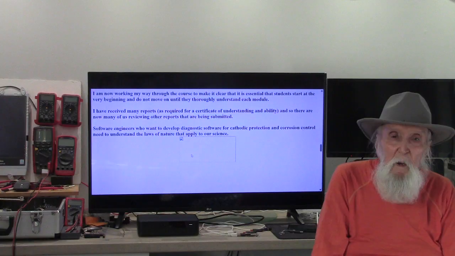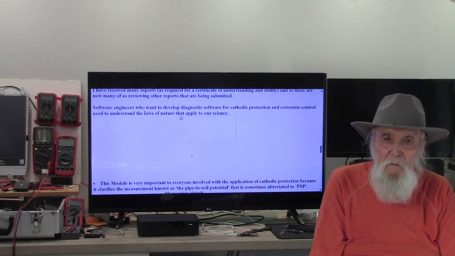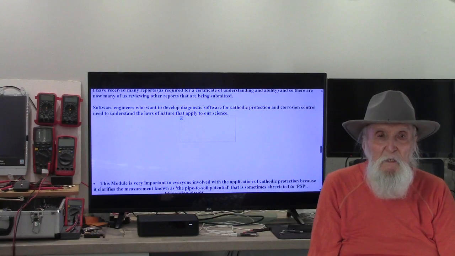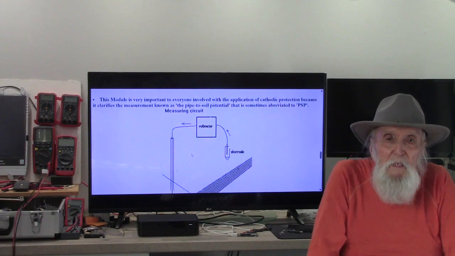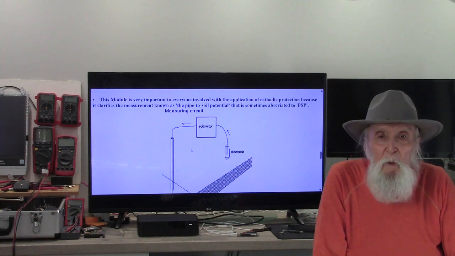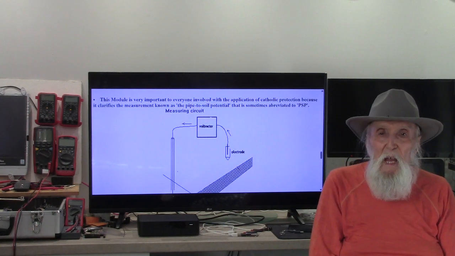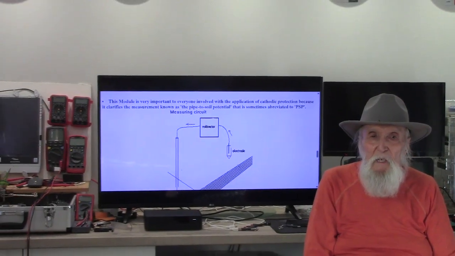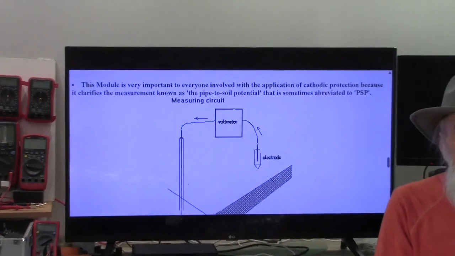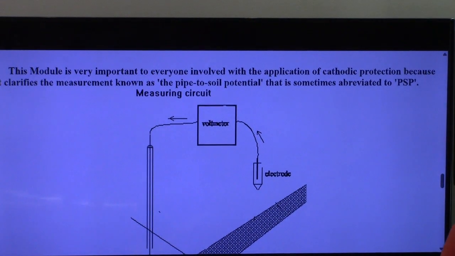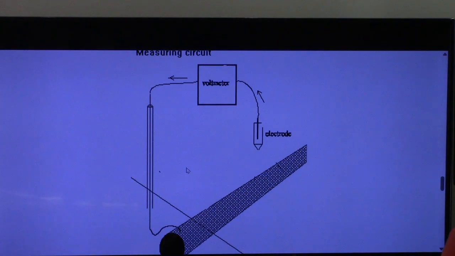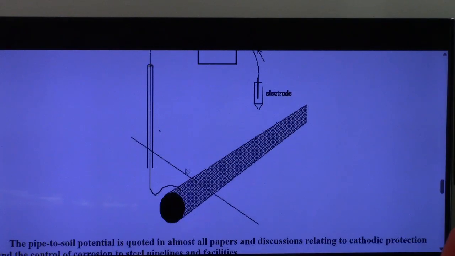Software engineers who want to develop diagnostic software for cathodic protection and corrosion control need to understand the laws of nature that apply to our science. This module is very important to everyone with the application of cathodic protection because it clarifies the measurement known as the pipe-to-soil measurement, that is sometimes abbreviated to PSP, as shown in this picture.